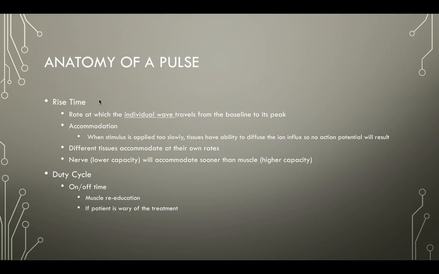We report it in either a percentage or a ratio. So your duty cycle might be 25%, so it's on 25% of the time, off for 75% of the time. Or you can do like a 1:5 ratio where it's on for 10 seconds, off for 50 seconds. So we use it most often for muscle re-ed so that we don't get fatigue in the muscle, and we can actually use that downtime to work on them actively contracting the muscle.